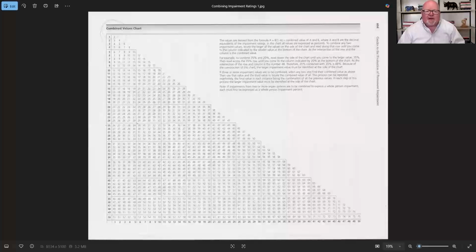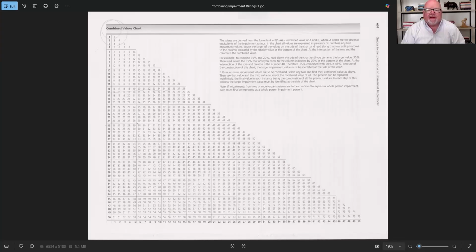Let's cover how to combine impairment ratings. So what does that mean, combine? Well, why do we combine and what does it mean? Well, we do not add. First of all, be aware when you give an impairment rating, it should always be given as a whole person number, a whole person number.